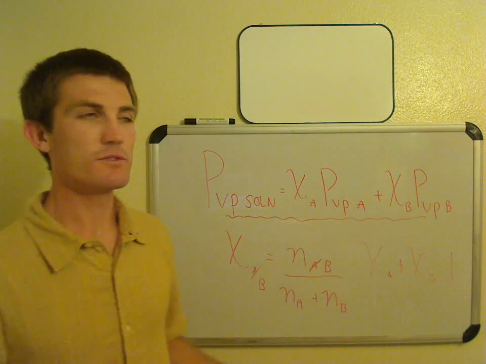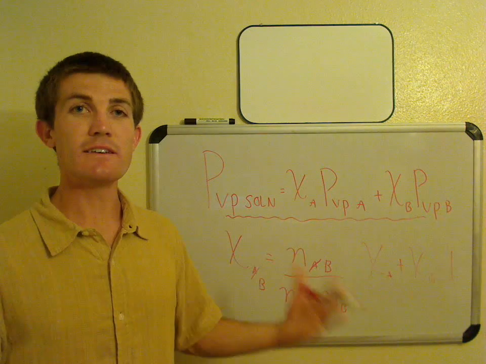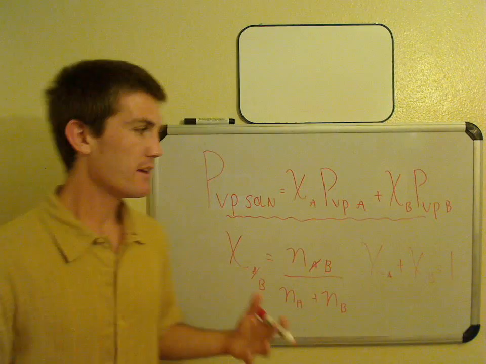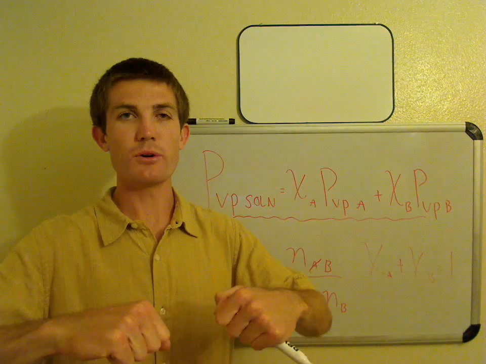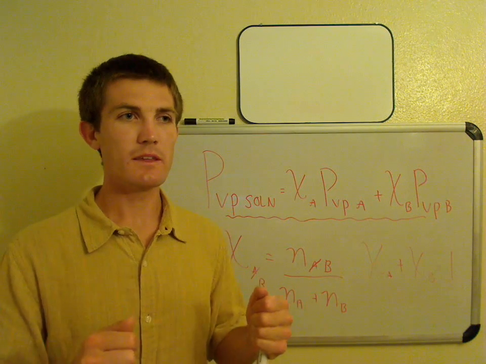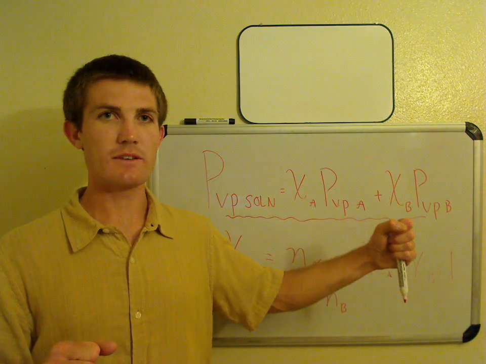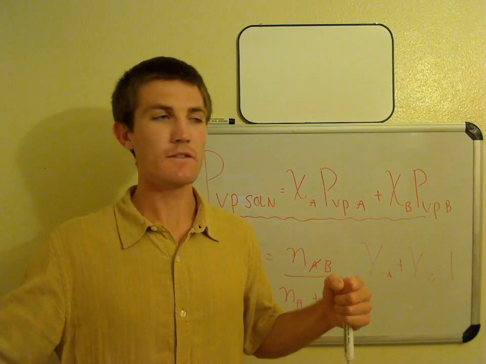So the key to this problem was knowing this relation, and there's a key assumption that goes into allowing us to use this equation, and that assumption is that this is an ideal solution. And so what we mean by an ideal solution is that when we mix component A and component B together, the interaction between A and B is about the same as the interaction A had just with itself and the molecules of B had just with itself.